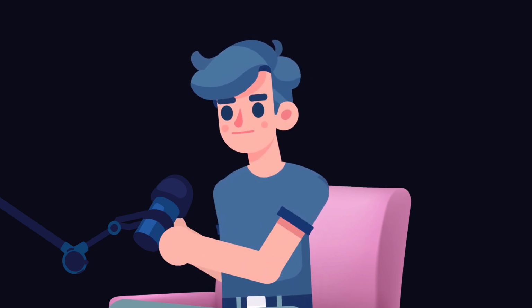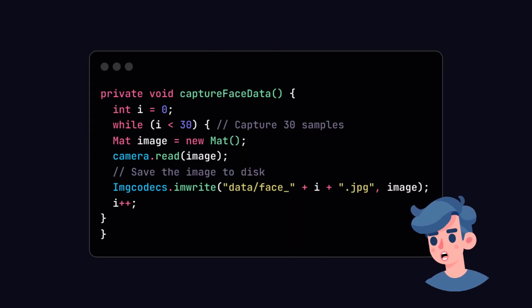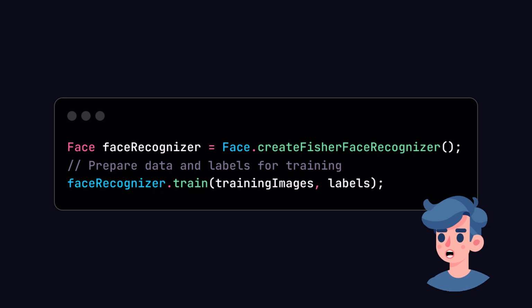We will need to collect face data, create a training dataset, and train a face recognizer model. To gather face data, create a method that captures images from the webcam and saves them in a designated directory for future training. Here's a snippet you could use. Once you have enough images collected, you can train your facial recognition model. We'll use the FisherFace Recognizer for this purpose.